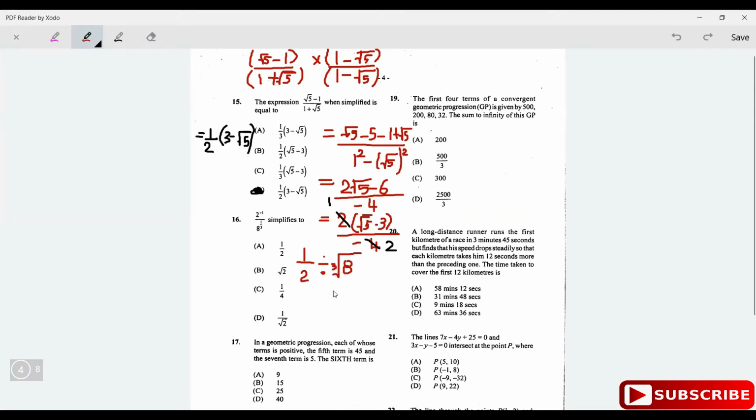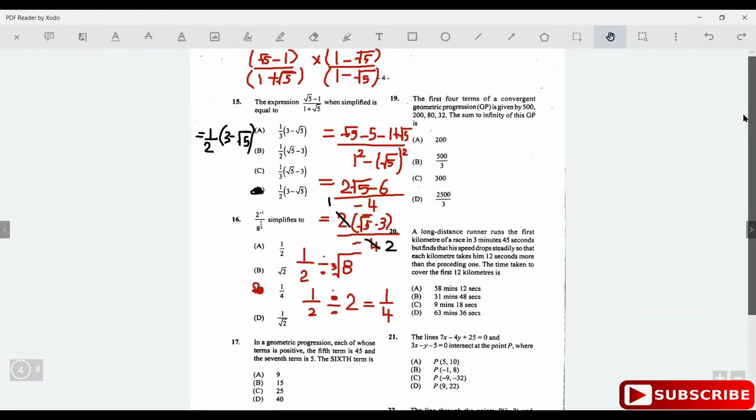Now what is the cube root of 8? The cube root of 8 is 2. So they're asking you to find what is a half divided by 2. They want you to work out a half divided by 2. Nice. So a half divided by 2, and that is just going to be a quarter. All right, that's a pretty easy question. That's a quarter. All right, moving along.